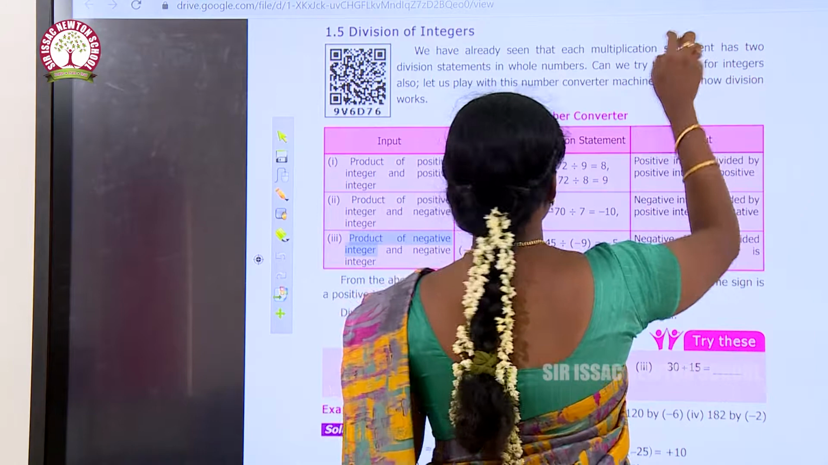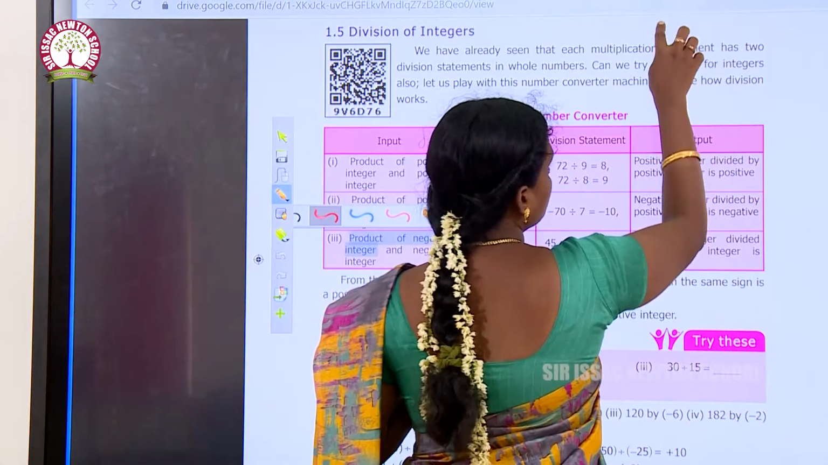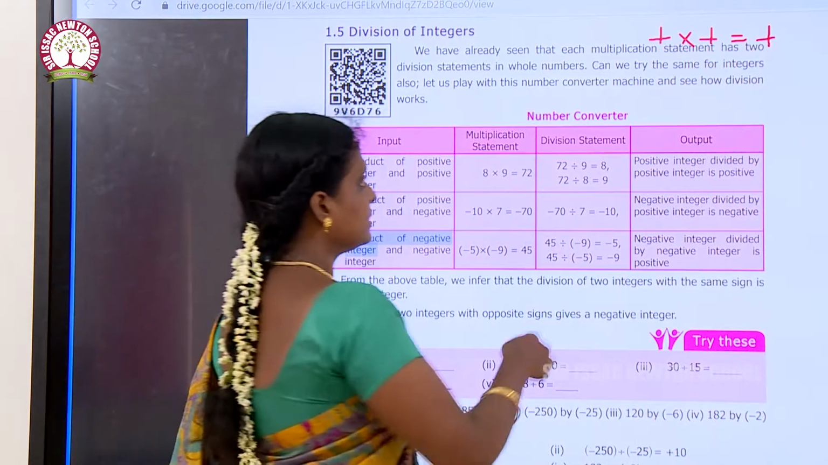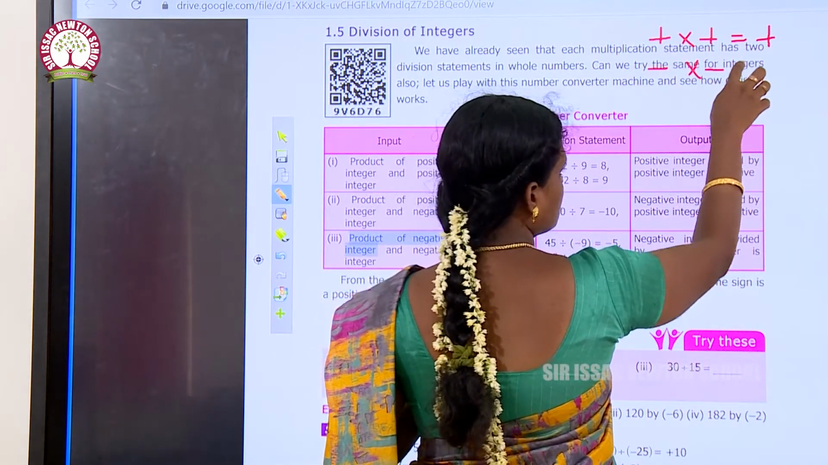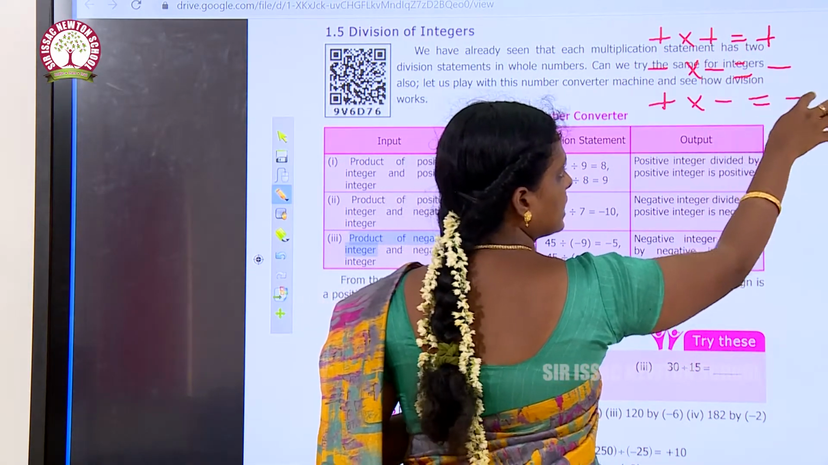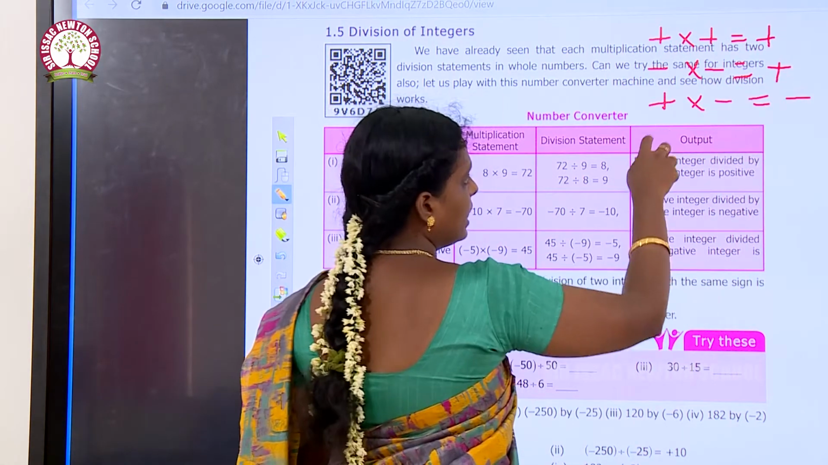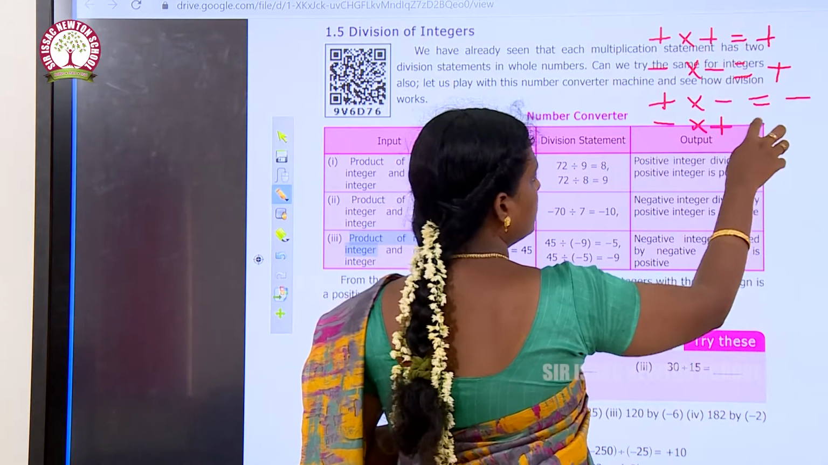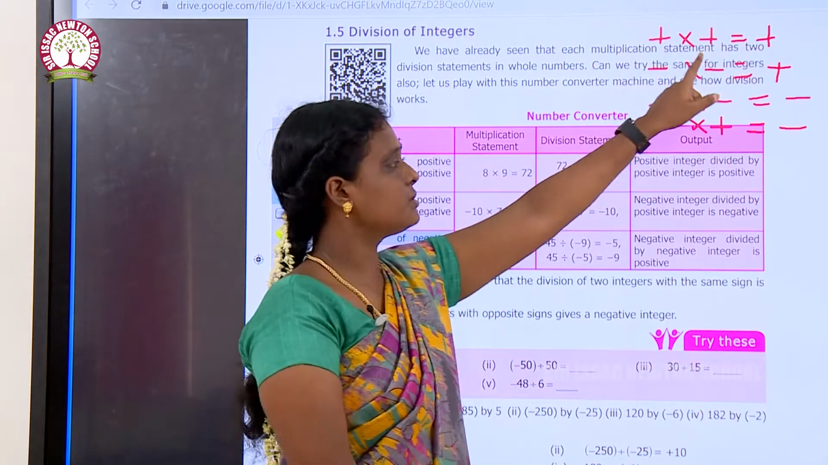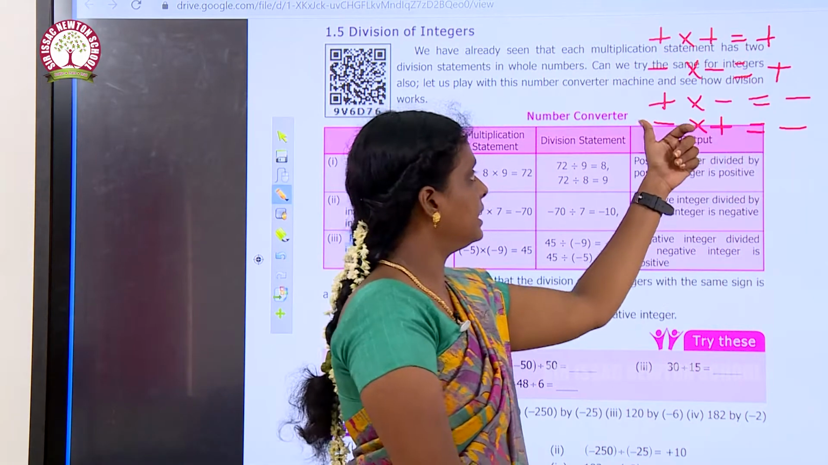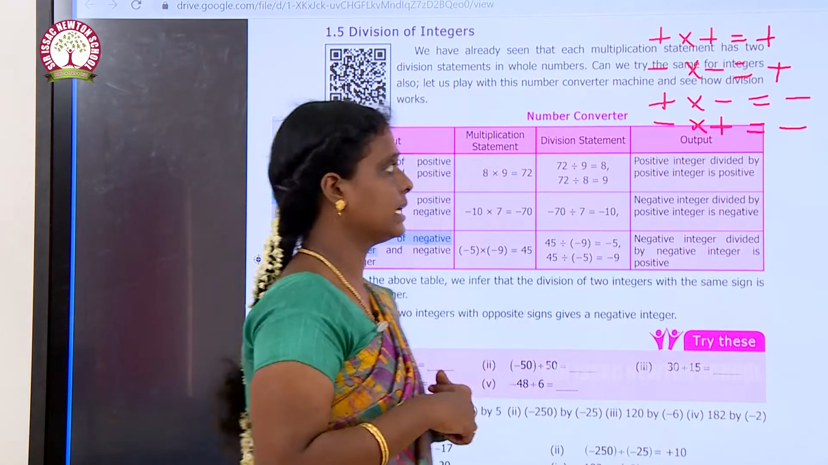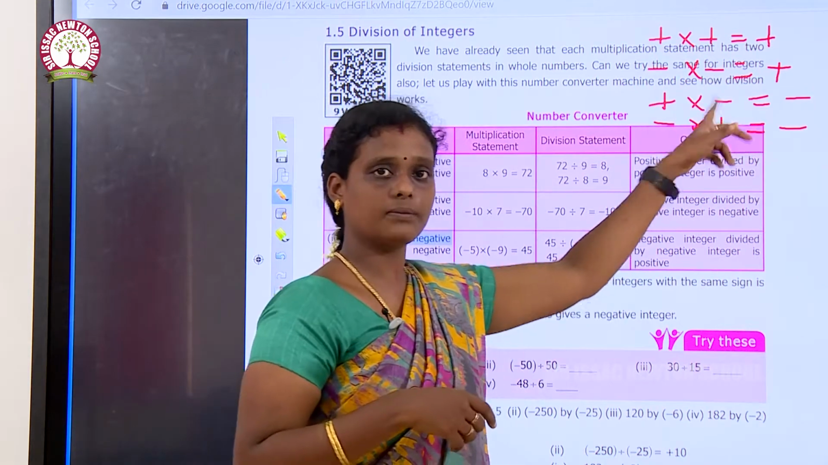So positive integer into positive integer will give another positive integer, right? Likewise, negative integer into negative integer will give a positive integer, and positive integer into negative integer will give a negative integer, and then negative integer into positive integer will give a negative integer, okay? So these are the basic rules for multiplication of integers, okay?